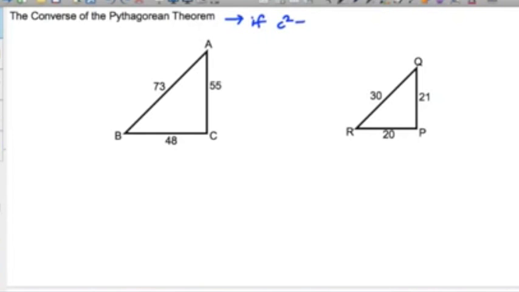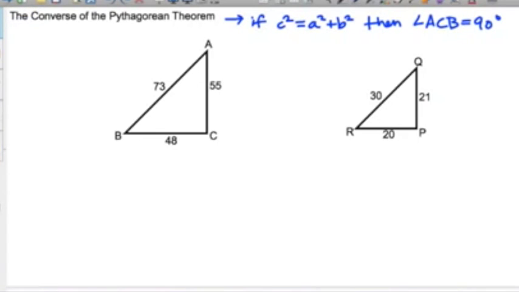if c squared equals a squared plus b squared, then angle ACB equals 90 degrees, which means that then it is a right triangle. So what we're going to do is test that out. Here I have two triangles. Let's take a look at triangle ABC.